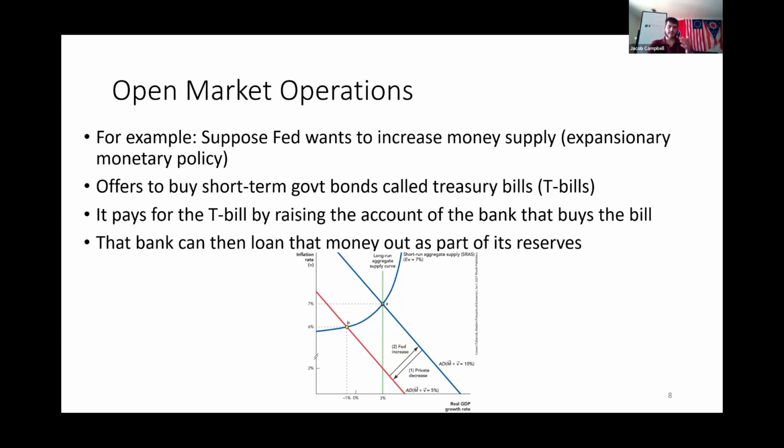Well, when the Fed wants more money in the world, what they'll do is they'll buy these bonds and they just raise the account of the bank that buys the bill from them.